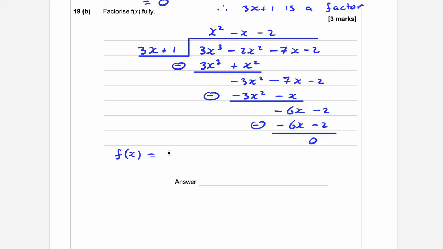Okay, so the factors are, so f of x equals 3x plus 1 into x squared minus x minus 2, and then I'll factor this one quickly, guys. This is just x minus 2 times x plus 1. Okay, good.